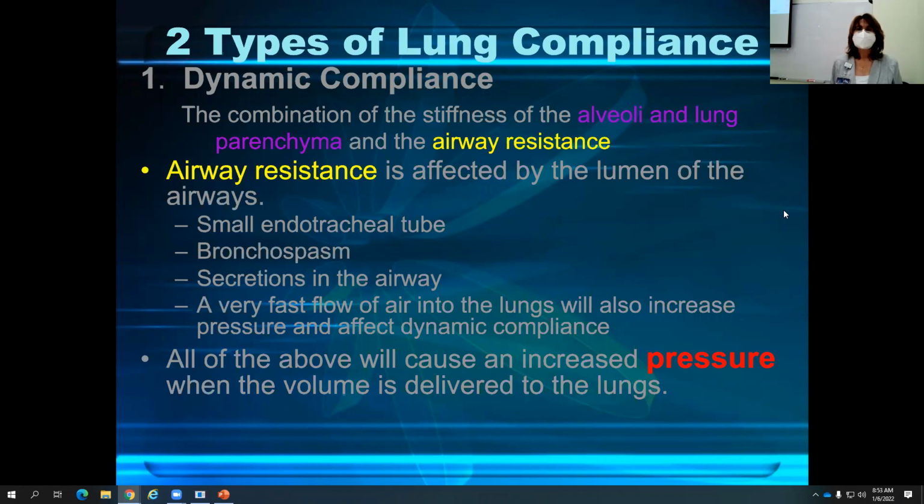So how is airway resistance showing in patients on a ventilator? Well, the first one is a small endotracheal tube. When you were selecting endotracheal tubes in your equipment lab and you had to intubate your mannequin, did you choose the really small size to make it easier to intubate, or did you choose a larger size? What size did you end up choosing?